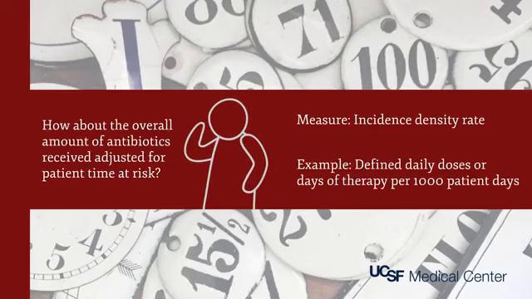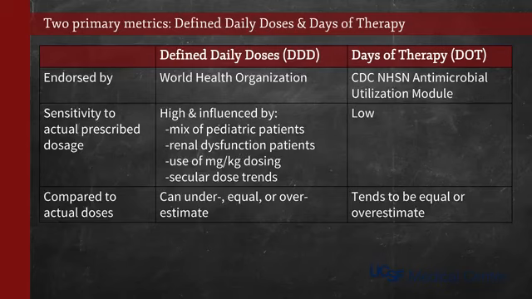Obviously, both of these contribute to the total amount of antibiotic use, and so a commonly used metric is the incidence density rate of defined daily doses or days of therapy per 1,000 patient days. Adjusting for patient days allows comparisons between time periods and across institutions and services with different numbers of patients and different lengths of stay. There are two primary metrics for measuring aggregate antimicrobial use, which are meant to allow valid comparisons across institutions and over time.